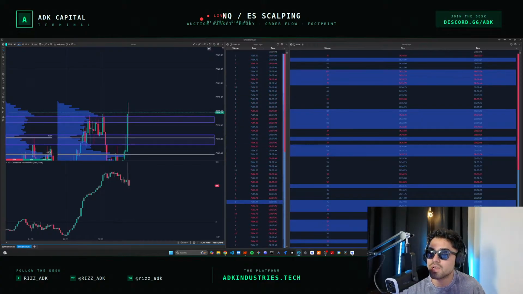All right, let's see if we break out of this range. See some sellers coming in. Let's see some buyers slice through these markets. 34.75, 34.25, 34.75s. All right, 35s, 35s.